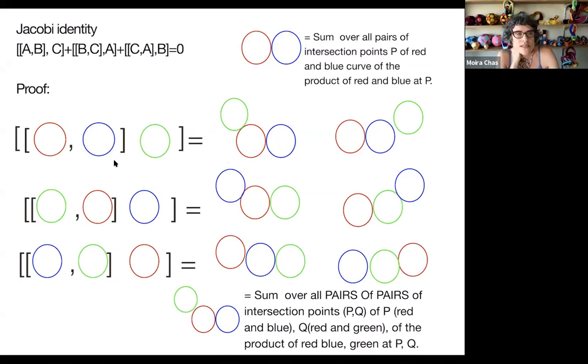And now if I look at the sign, well, here I have red, blue, green. And here I have the red is before the blue and the red is before the blue. So here there's not going to be a weird sign attached. But when I do red and green, here the red is before the green, and here the green is before the red. So these two are going to have opposite sign. Therefore, these two are going to cancel. And if you see it, all the pairs are going to cancel, and here you have the Jacobi identity.